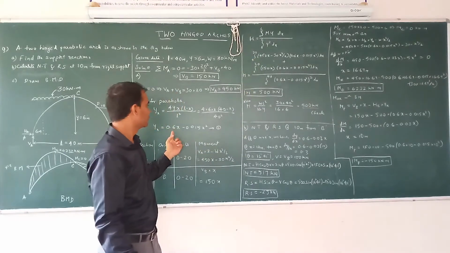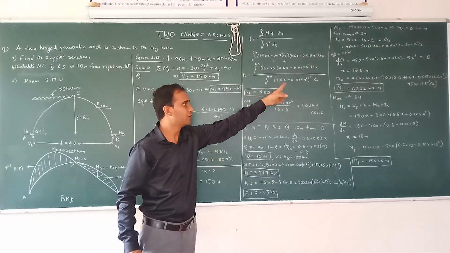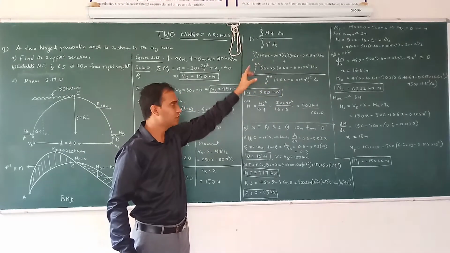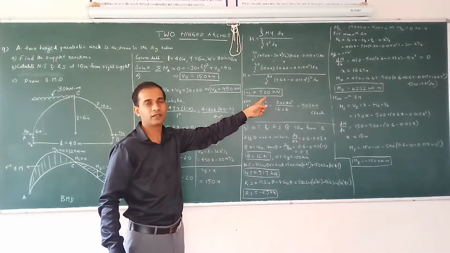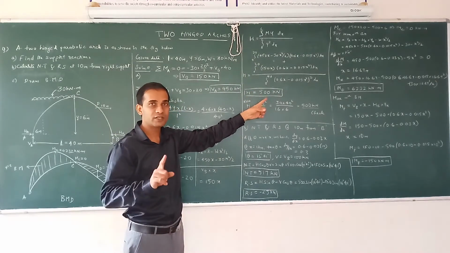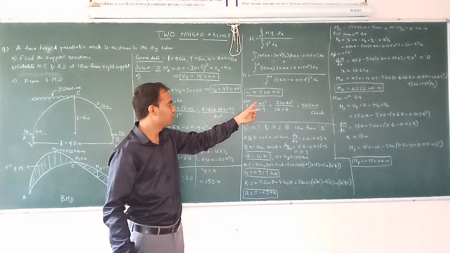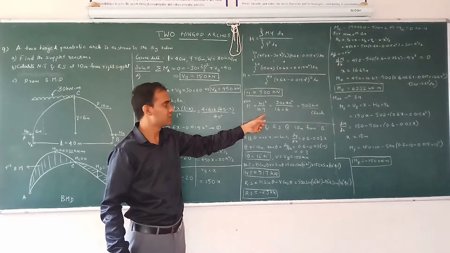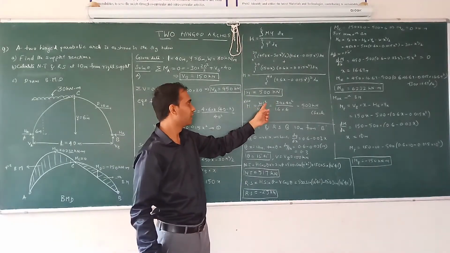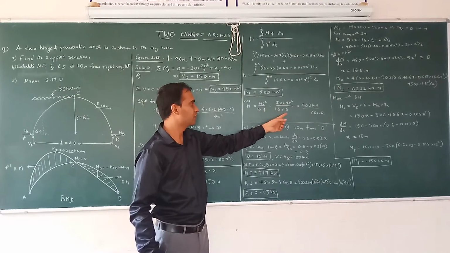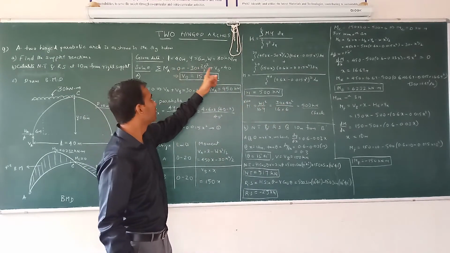If you simplify this, you will get H equal to 500 kN. Also, you have a check for this: H is equal to WL square upon 16h. Substitute W is 30, L is 40 square, upon 16 into h, which is 6 meters. We will get 500 kN. This is a check.